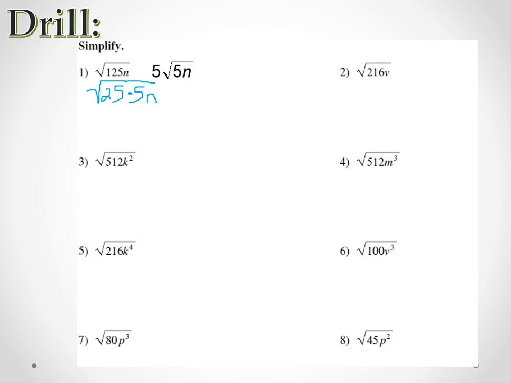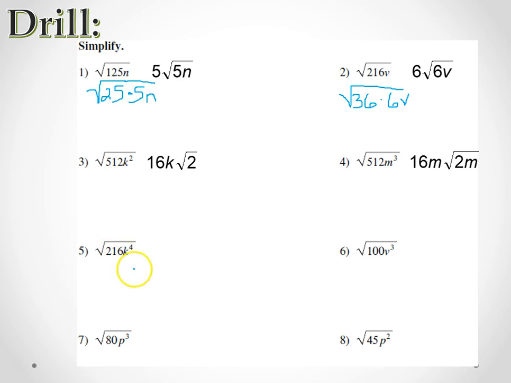Same thing with 216. From my perfect square list from the other day, I know that's 36 times 6. And the v. 512, I know that's 256 times 2. But this time we have an m on the inside and an m on the outside. 216, k to the 4th, I know that's 36 times 6, so I have a 6k squared, and then a square root of 6.